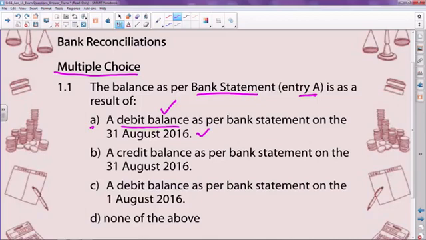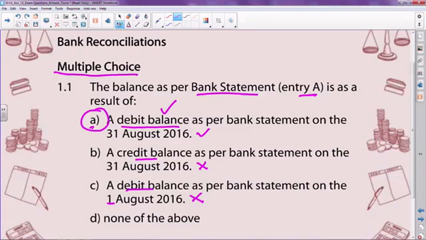So from the looks of it, I can immediately see that alternate A has to be the correct answer. If we look at the other alternatives, alternate B, a credit balance, is immediately incorrect. Alternate C talks about a debit balance, but it talks about the beginning of August, the 1st of August, so that is obviously incorrect. So the correct answer is A. You guys with me?